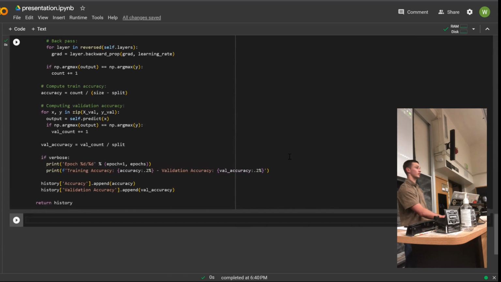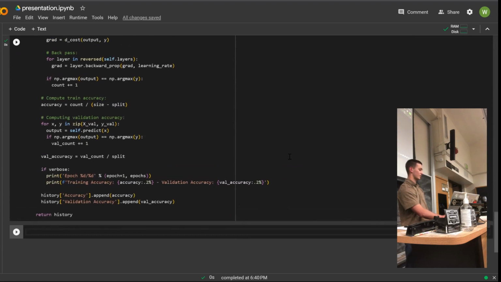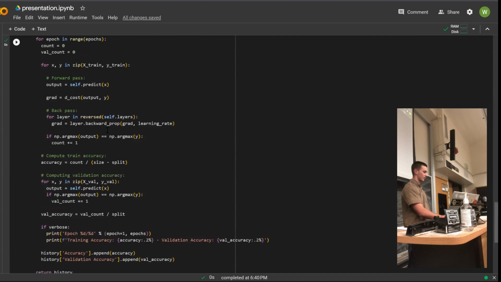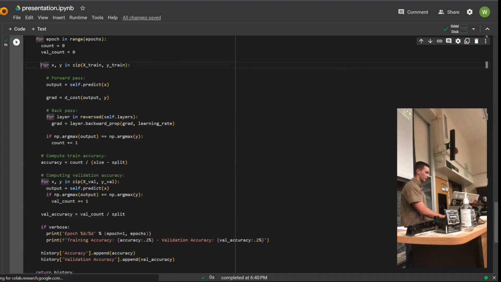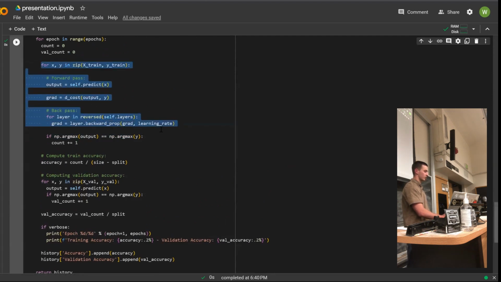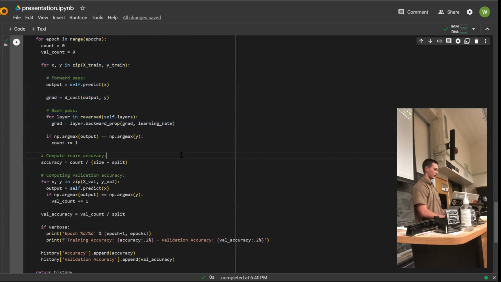Any questions there? That was a lot. The important part, the actual training of our network really just happened here. Everything else was so that we could keep track of our progress and our accuracy.